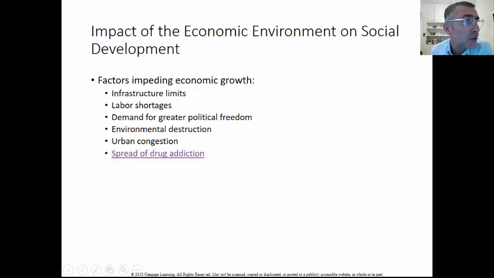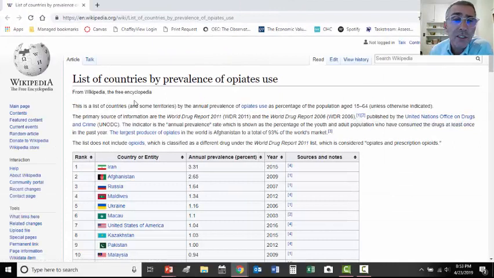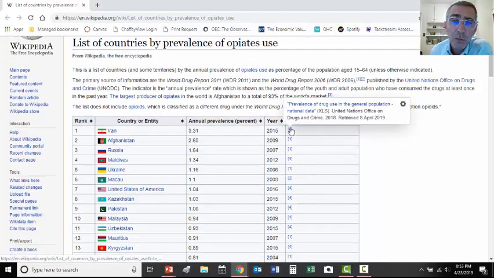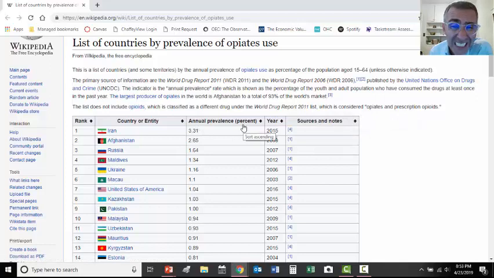So again, I try to do a couple of highlights here and there for you. And Iran ranks #1. Again, this is from Wikipedia, so take it with a grain of salt. But it's a good way to aggregate everything. Remember, we talked about data. This is coming from the United Nations. Iran ranks #1, Afghanistan #2, and we're talking about annual prevalence as a percentage, 3.31 of the population. That's a huge amount of people. We're at 1% of the United States, with a population of 300 million people. That's a lot of people.